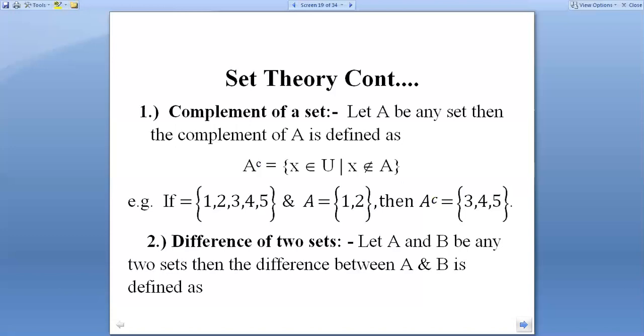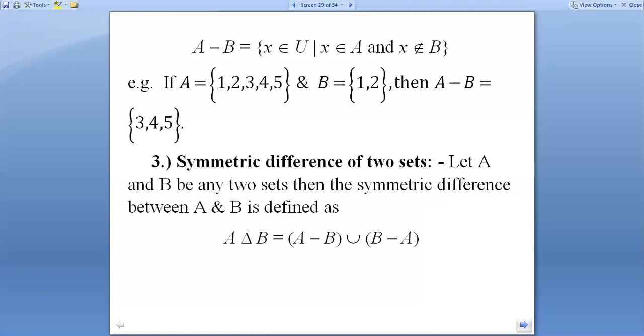So the next definition is difference of two sets. Let A and B be any two sets, then the difference between A and B is defined as A minus B is equal to {x belongs to U such that x belongs to A and x does not belong to B}. All those elements, first of all, must belong to the universal set, and secondly, with two subsets we are considering, A minus B stands for x belonging to A but not belonging to B. It is the same phenomenon that we have seen in our childhood.